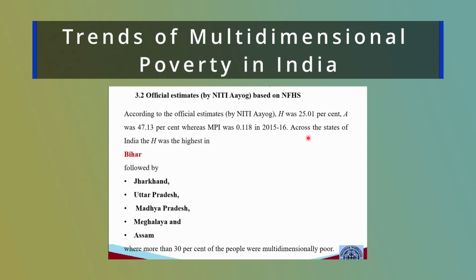But by using this methodology, we are not able to analyze the trend of multidimensional poverty because NITI Aayog only measured the multidimensional poverty for the year 2015-16. And if we consider the level of multidimensional poverty across states of India, then we noticed that multidimensional poverty was relatively high in case of Bihar, followed by Jharkhand, Uttar Pradesh, Madhya Pradesh, Nagaland and Assam. And all these states witnessed multidimensional poverty of more than 30%. That is, multidimensional poverty is quite high in these states in our country.